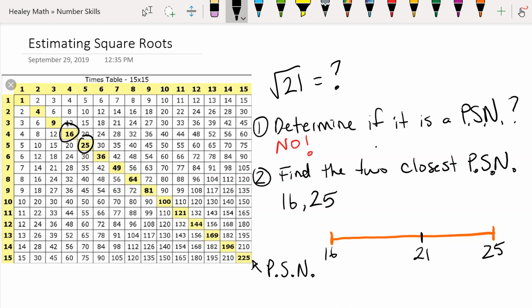So we know that when we do the square root of 21, the square root of 25, and the square root of 16, we know that the square root of 21 ends up being between 5 and 4. Using this strategy, we can estimate that the square root of 21 is somewhere between 4 and 5.